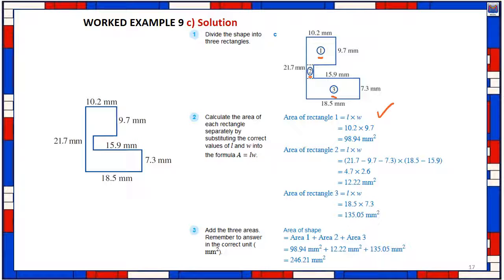Rectangle 1, write the formula down. What is rectangle 1? That's this guy here. It is 10.2 by 9.7. That's what's in there. Multiply it. They're both in millimeters, so square millimeters.